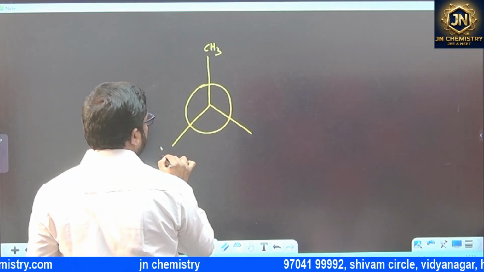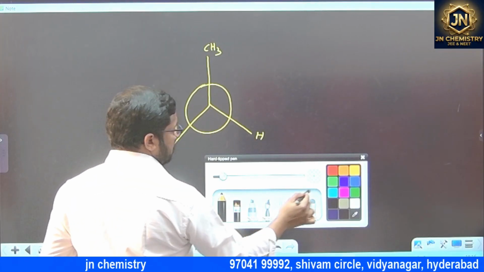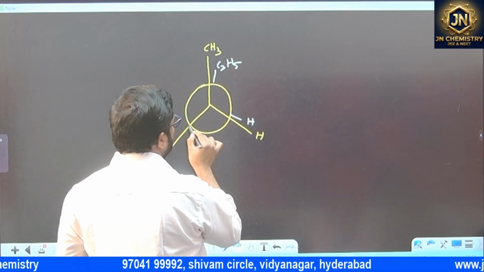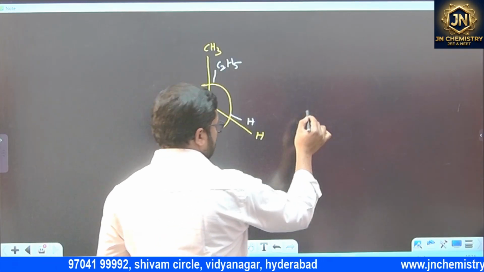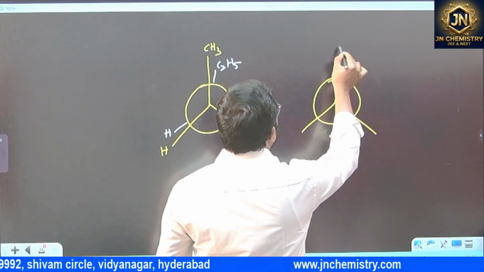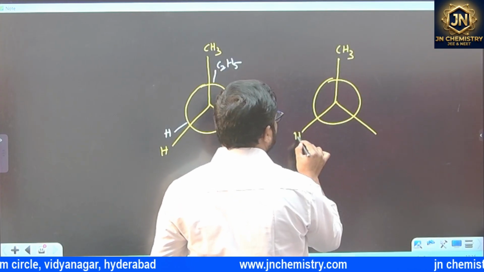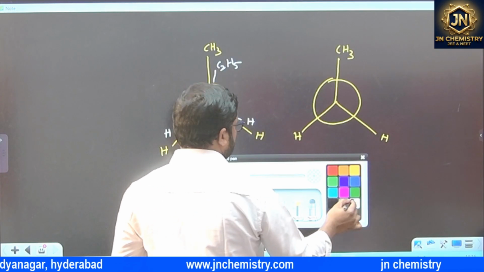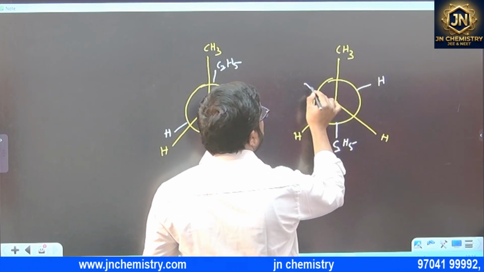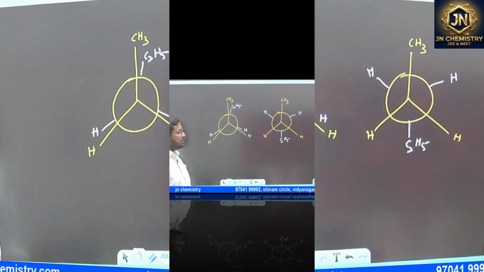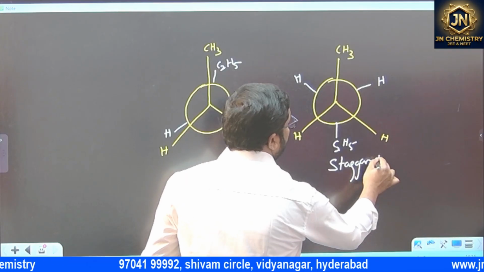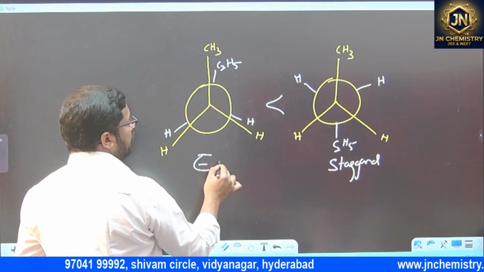CH3, H, C2H5, H. Let me know which is more stable. CH3, H, C2H5. Easy question only I'm asking. So this is staggered. Staggered or anti is more stable. Then this is eclipsed.